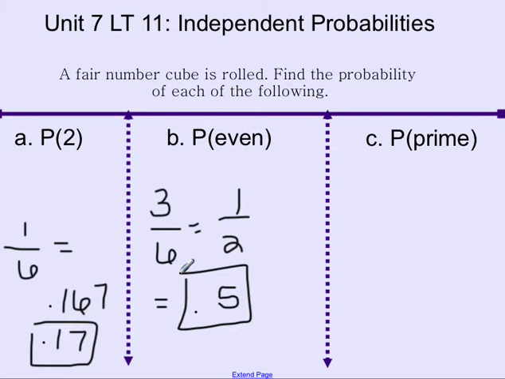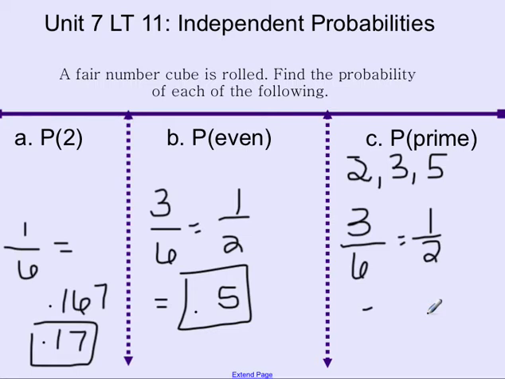Next, finding the probability that it's prime. Well, what numbers are prime? Actually, 2 is a prime number. 2 is the only even number that is prime. 2, 3, and 5 are all prime numbers. 1 is not a prime number. 2, 3, and 5 are. So then there's 3 numbers on the die that are prime out of the 6 total. That's going to reduce to 1/2, and that's equal to 0.5. And that's our final answer for letter C.